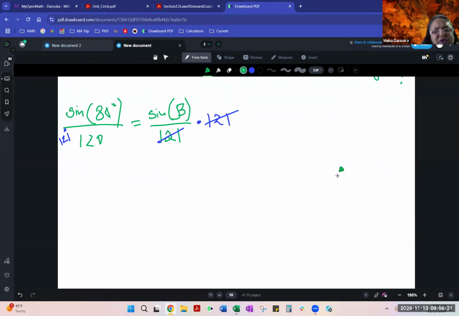So I'm just going to put sine of beta on my left-hand side. As some of you might know, I prefer leaving my unknowns on the left. So just going to move sine of beta to the left-hand side. And then we had sine of 80 degrees over 120. And then, of course, you're multiplying that with 121.